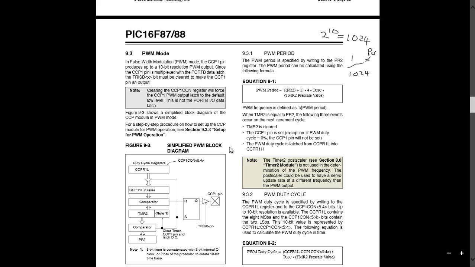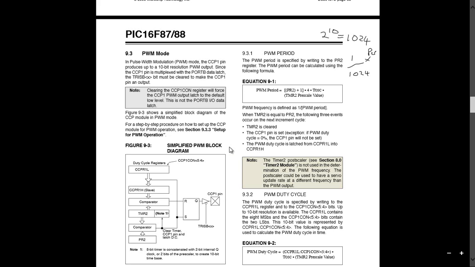Basically, CCPR1L is this, we can see it written here. It's an 8-bit register, and if we add on the 2 bits 5 and 4 from CCP1CON, we get 10 bits altogether. That's what we mentioned earlier when we said we had 2 to the power of 10, which gives us 1024. As it happens, the 8 bits of CCPR1L are the 8 most significant bits of that 10 bits, and then the 2 least significant bits are the 2 down below.